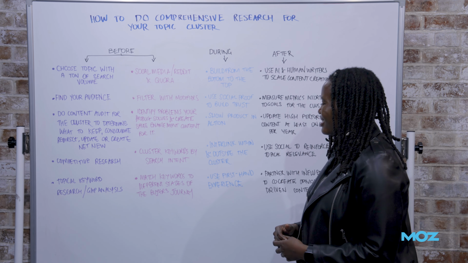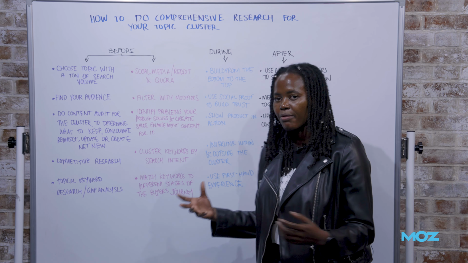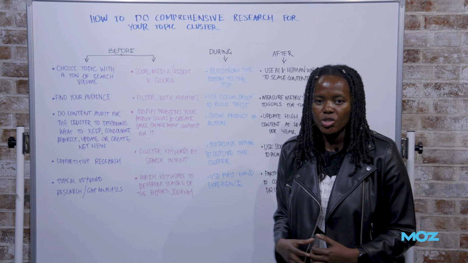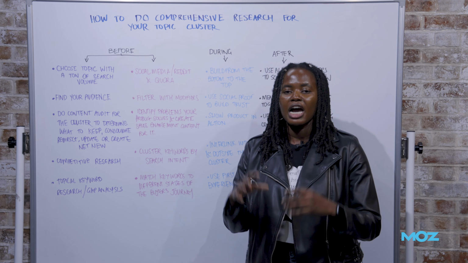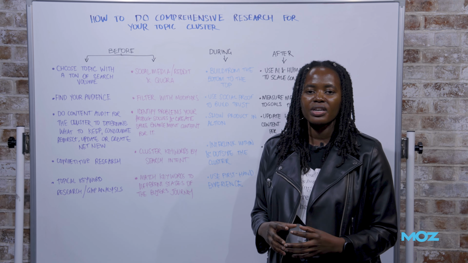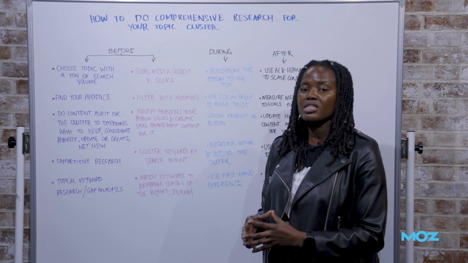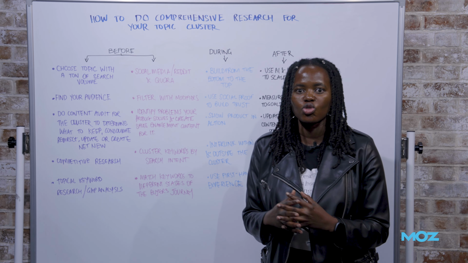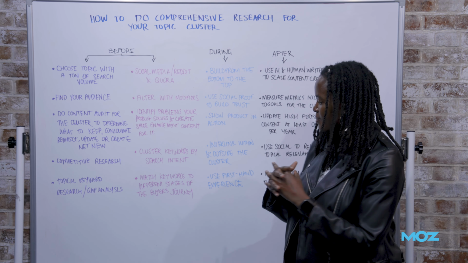Cluster keywords by search intent. You have all of your keywords now. A great way to cluster it is to look at how many keywords have similar intent, and that is going to help you prevent cannibalization and creating more content that you don't actually need.